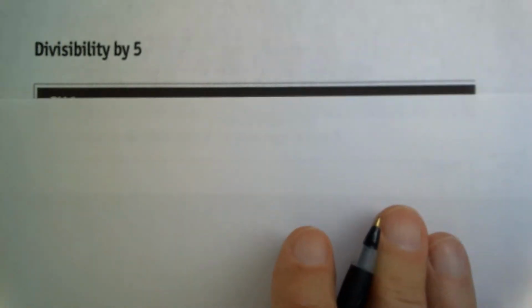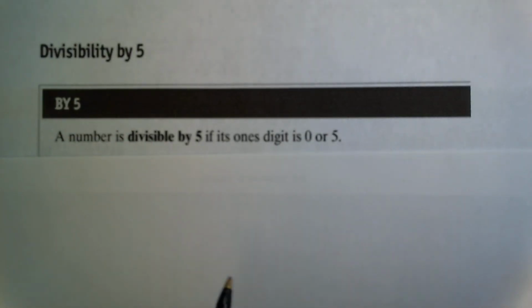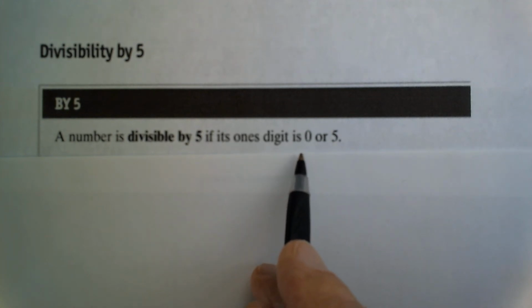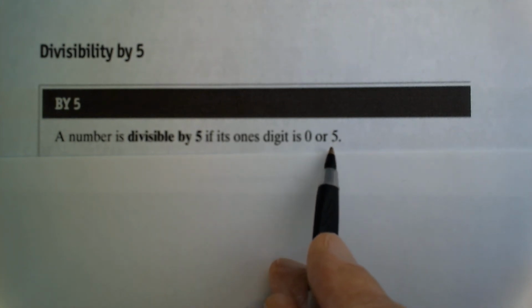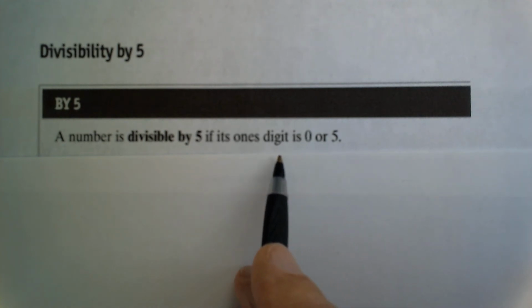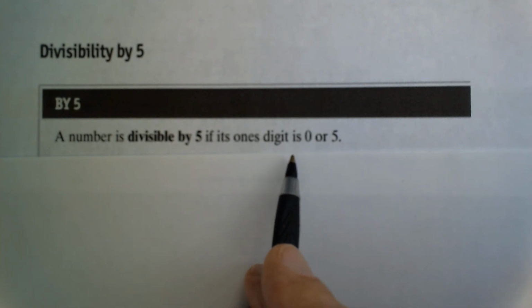And divisibility by 5 is also very simple. A number is divisible by 5 if its ones digit is either a 0 or a 5. So we just look at the number, look at the ones digit. Is it a 0? Is it a 5? And if so, then the number itself is divisible by 5.